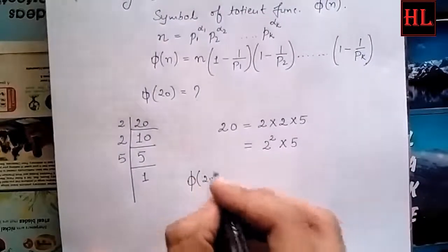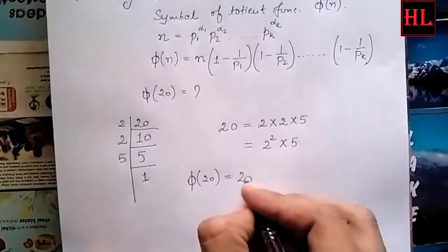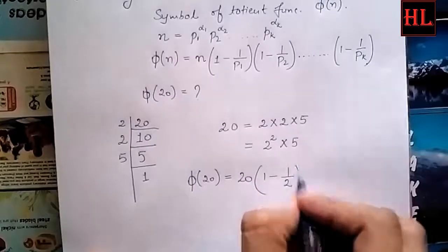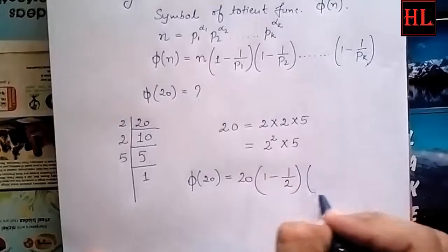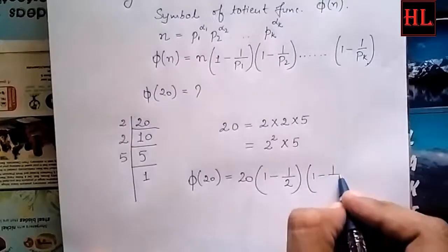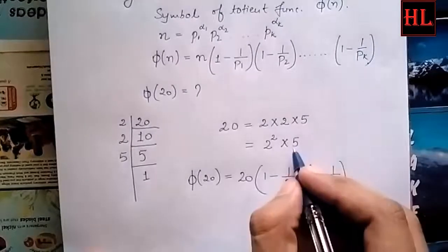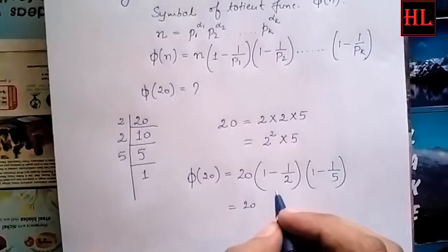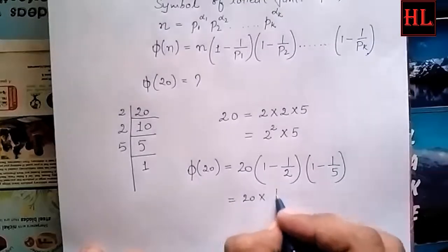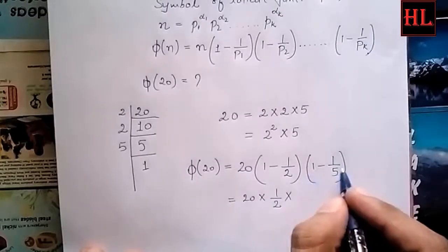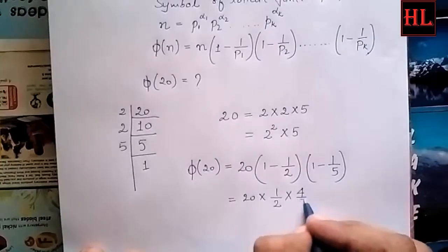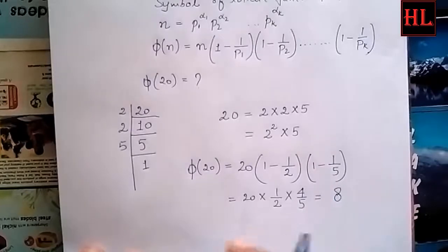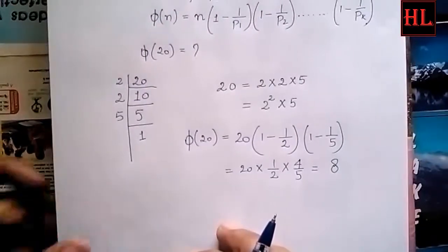So now we'll apply the formula. The totient of 20 will be equal to 20 multiplied by (1 minus 1/2), that is this p1, and then (1 minus 1/5), that is this p2. So when we solve it we'll get 1 minus 1/2 equal to 1/2, and 1 minus 1/5 equal to 4/5, and when we solve it we'll get the value 8.